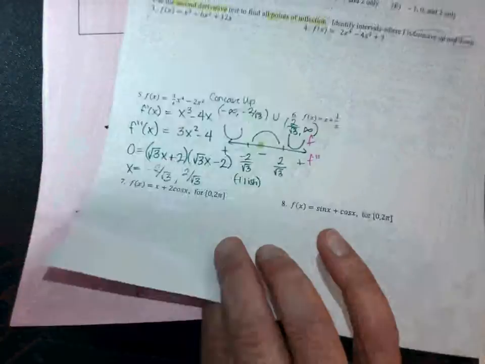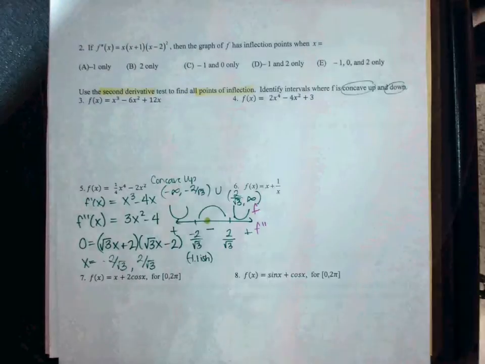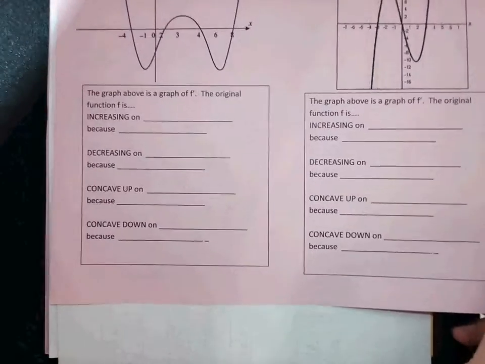All right, so what I'd like for you to do now is take out that pink sheet that you picked up. You are looking at this pink sheet right here. Okay, we are going to start on this side.